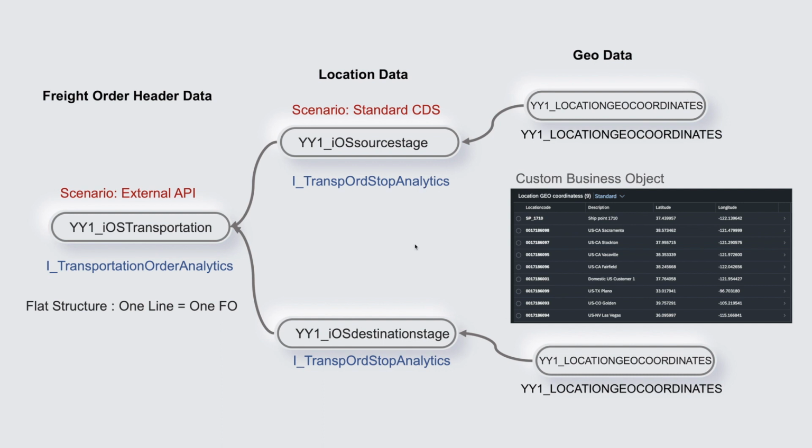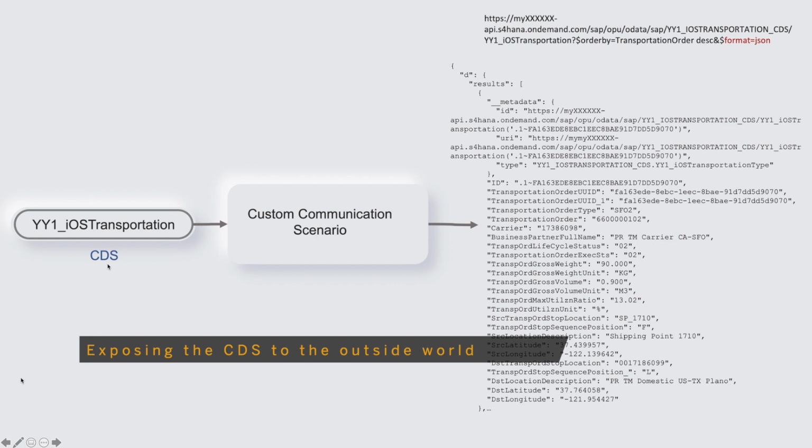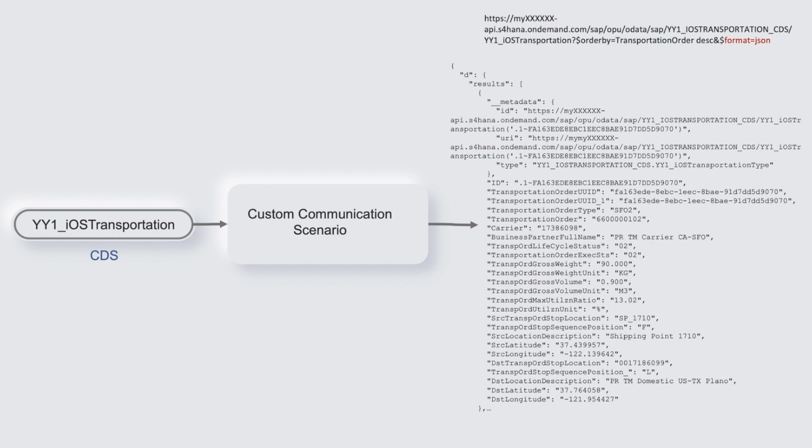There is another location CDS, a standard SAP location CDS that is available that will house the latitude and longitude of those locations. So you'll just need to connect to another CDS that has the latitude and longitude, and not go through the pain that I did of having to create a custom business object. So once we've created the CDS, we then essentially expose the CDS in a custom communication scenario, which, as you well know, and we'll have a quick look at that in the system, is going to create a URL that the outside world can poll.